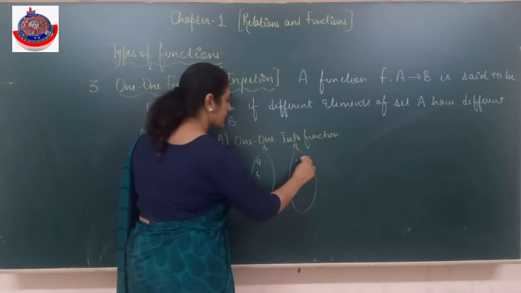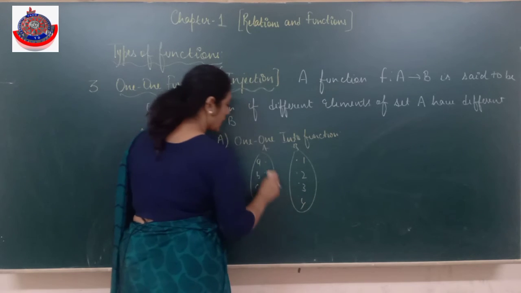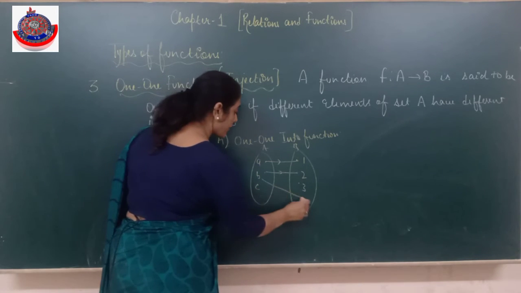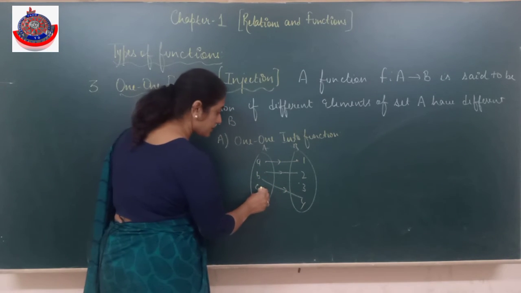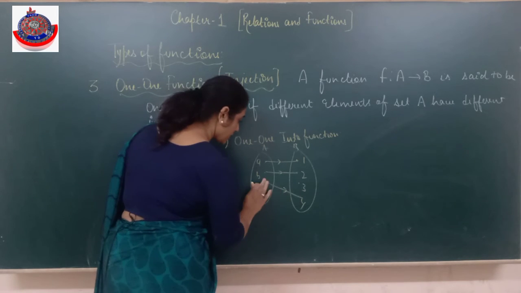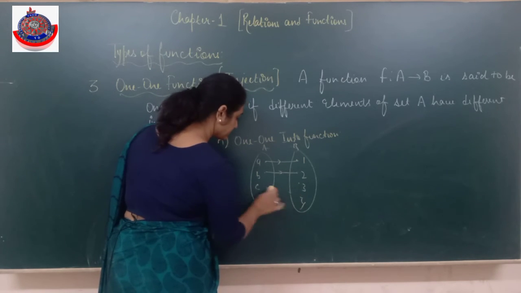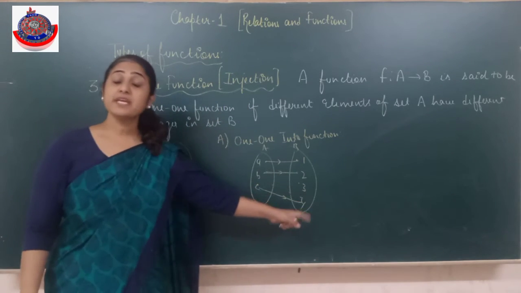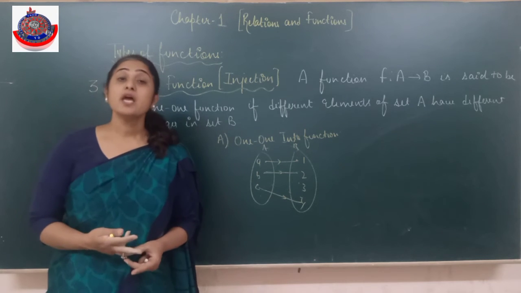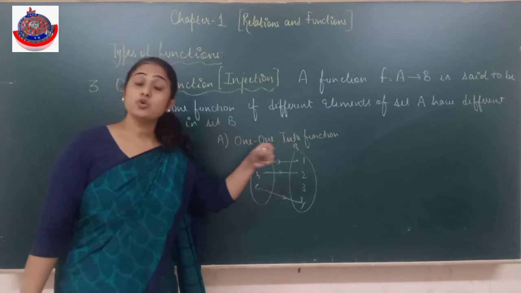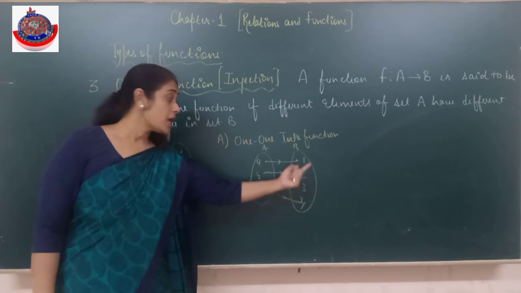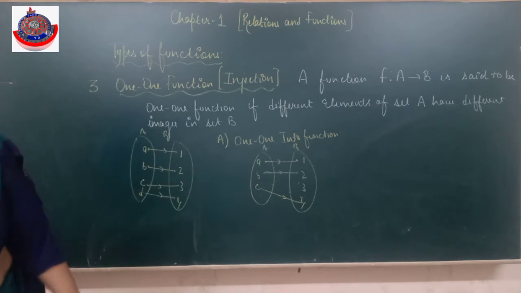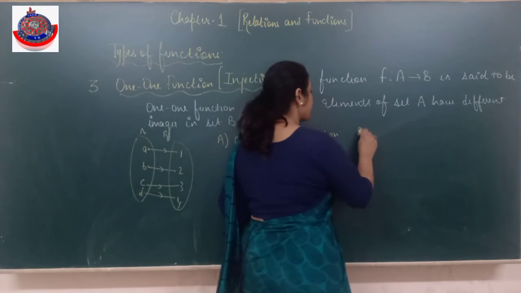If I say it is 1-1, one element has one different image, different elements have different images, alright, but see this 3 is left. When something is left in the second set, that is said to be an into function. Now it is 1-1 and into both. 1-1 means different elements have different images, but there is something left in the second set, so it is 1-1 as well as into function.